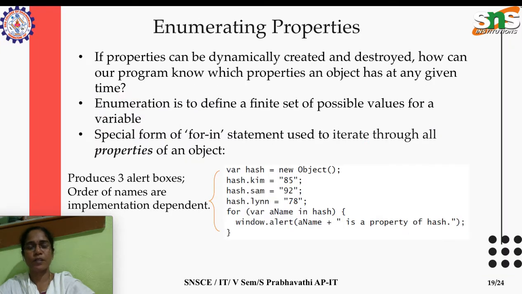Now, enumerating properties: what does it mean? Since we are creating and deleting properties then and there, the user might be confused at some point. How many properties are there currently in an object? If the user wants to know, he can list out the set of possible values for this object. One way of getting the current properties of the object is using the for in statement. Let's have a closer look at this example. We have the variable hash equal to new Object.